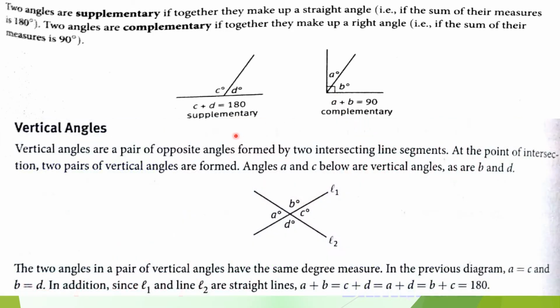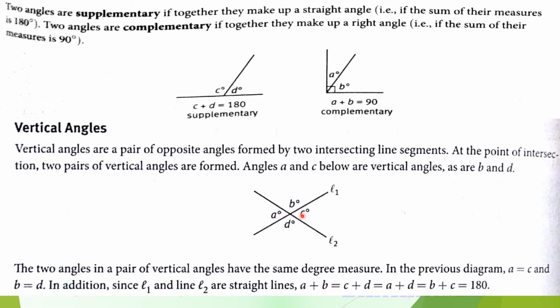Next, vertical angles. Here L1 as well as L2 are intersecting with each other. Vertical angles are a pair of opposite angles formed by two intersecting line segments, line 1 and line 2 intersecting at this point. At the point of intersection, two pairs of vertical angles are formed.